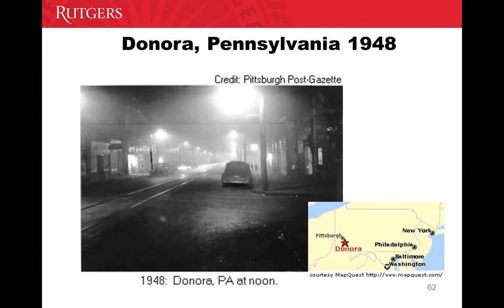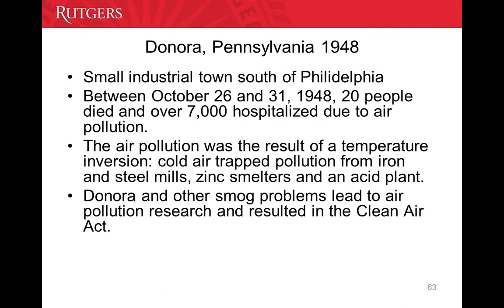So here's a famous picture from the Pittsburgh Post-Gazette in 1948. And this is Donora, Pennsylvania at noon. Donora is an industrial town not too far from Pittsburgh. And the famous story is about this small industrial town where 20 people died and over 7,000 people were hospitalized between October 26 and 31 in 1948. And it was a result of a temperature inversion.